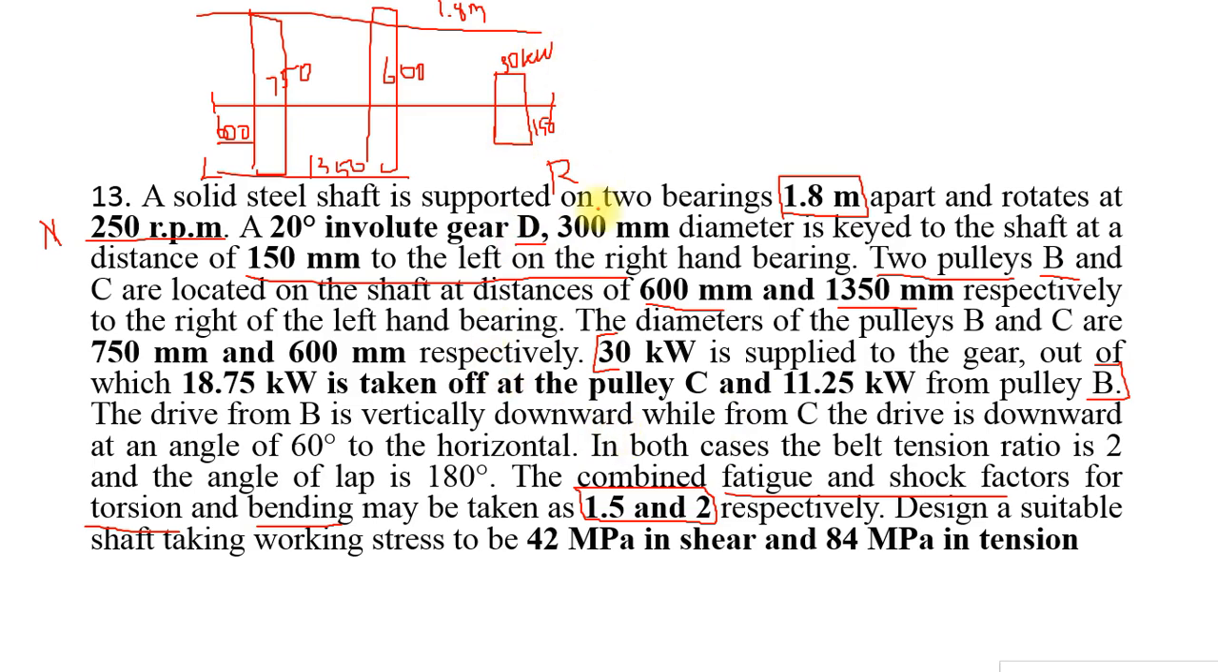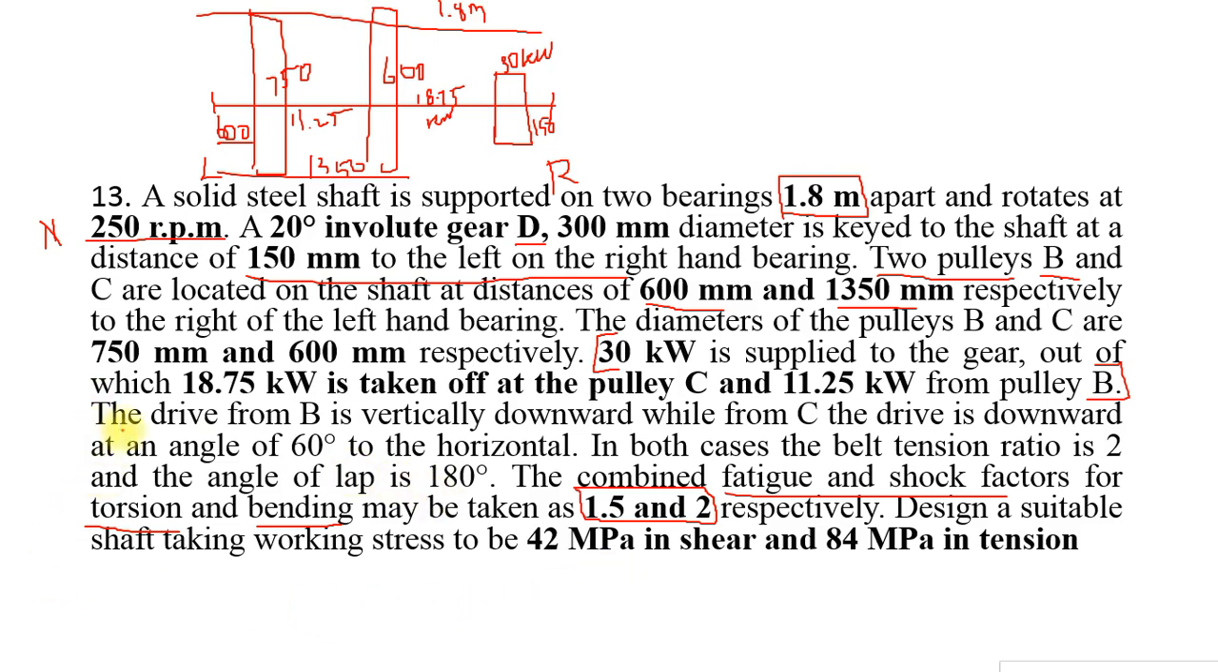So the gear has 30 kilowatt, out of which 18.75 kilowatt is taken out by pulley C, and 11.25 kilowatt by pulley B. This is a very interesting case. Previously the torque of all the components was the same, but here it is different. This is a very, very important change in this particular problem.